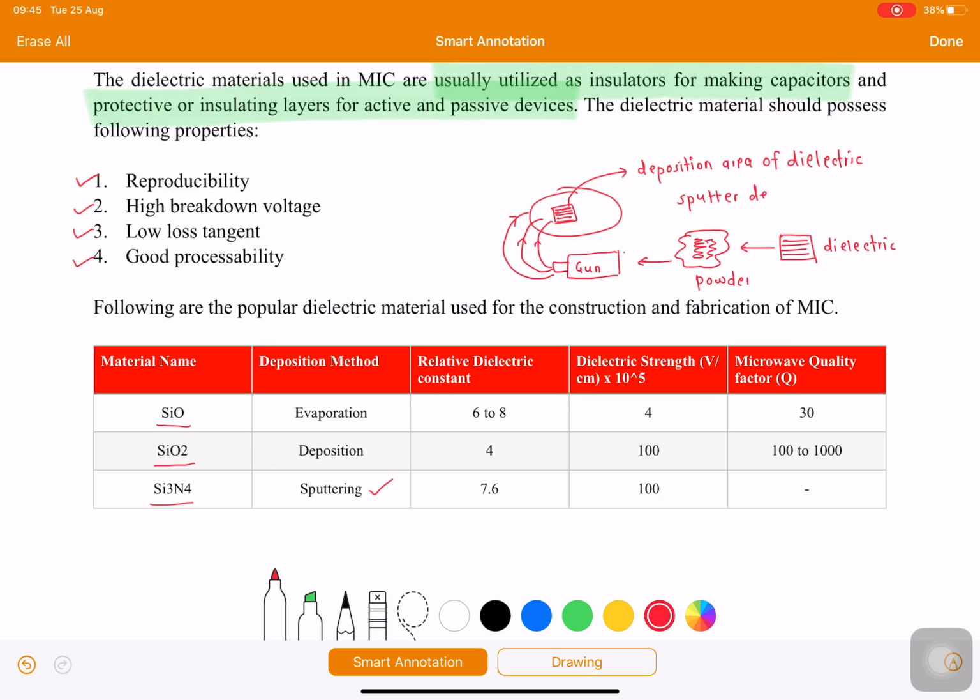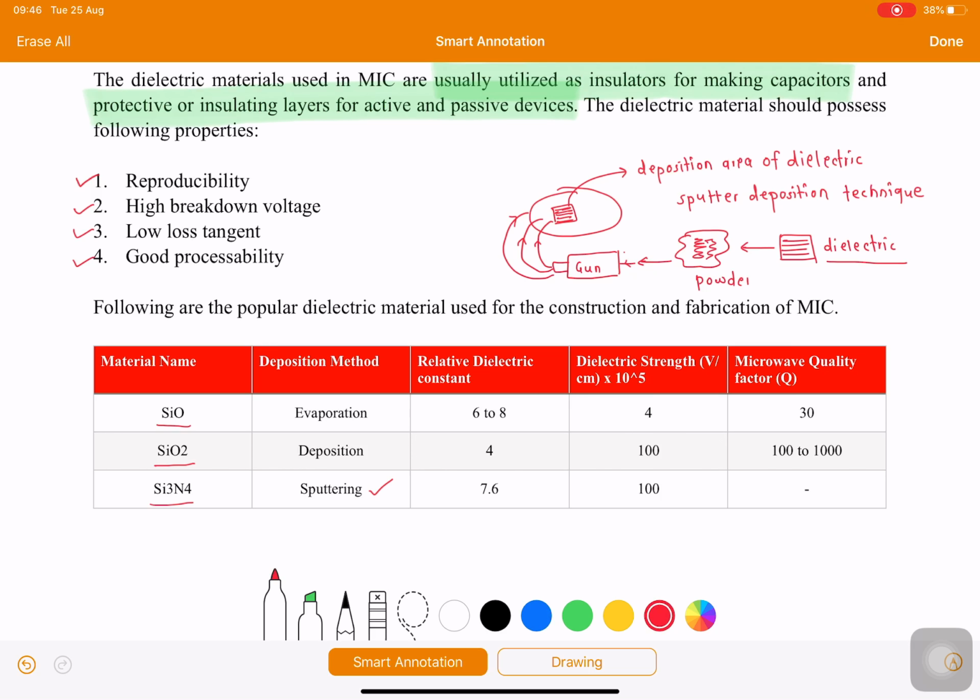Sputter deposition technique. So this is very simple to understand. What do we mean by the sputtering process? We take the dielectric material and convert it into powder, and this powder is fed to the gun device. This is a special type of gun which fires the powder at the given position in the circuit where we want to deposit the dielectric material. So this process we call a sputtering technique.